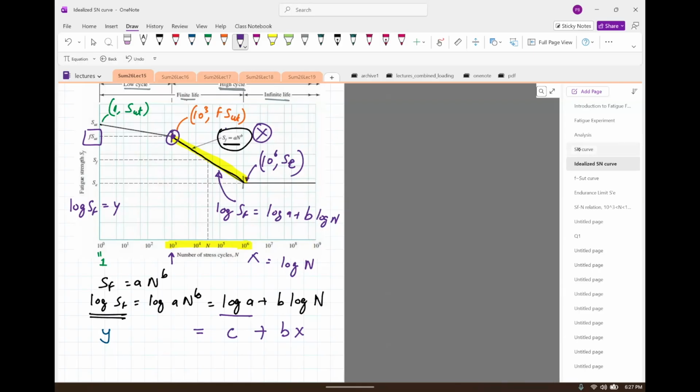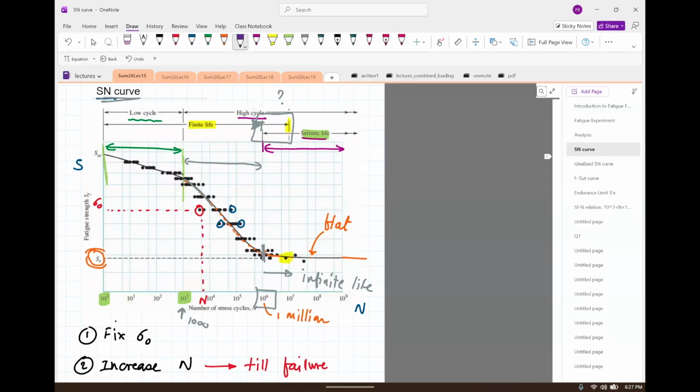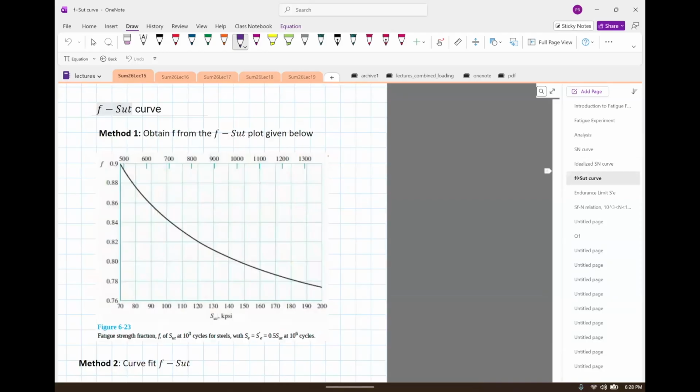So as long as you can make an experiment to figure out these points for different loads, you can basically find that point. So what they did was they plotted F, the experimental value, as a function of SUT. This is SUT as a function of F, and they found that it falls under this curve. So this was empirically obtained.